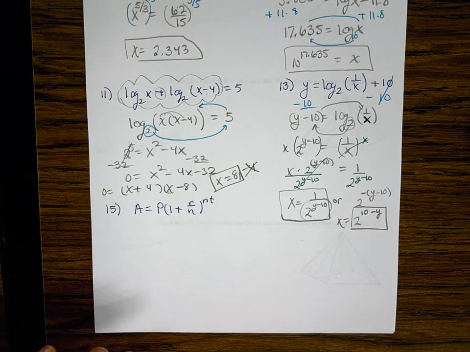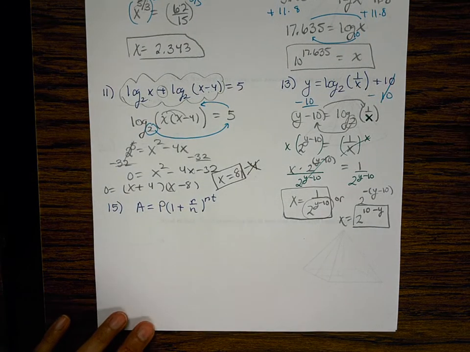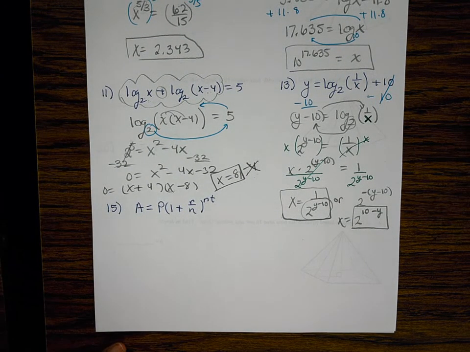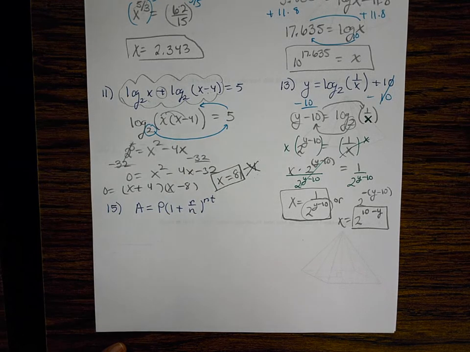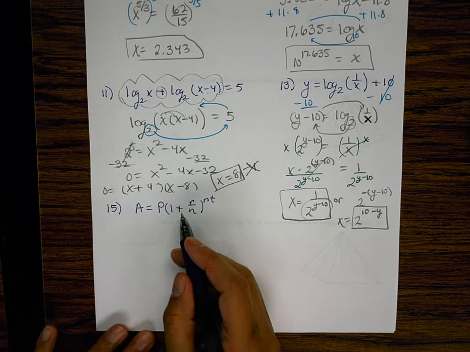Moving on to number 15. Number 15 is a word problem, and it reads, if $10,000 is invested at 7% interest compounded semi-annually, how much is the investment worth at the end of 25 years? Okay, so it didn't say compounded continuously. It's only when it says compounded continuously that you use the PERT formula. So that means we're using this longer one.